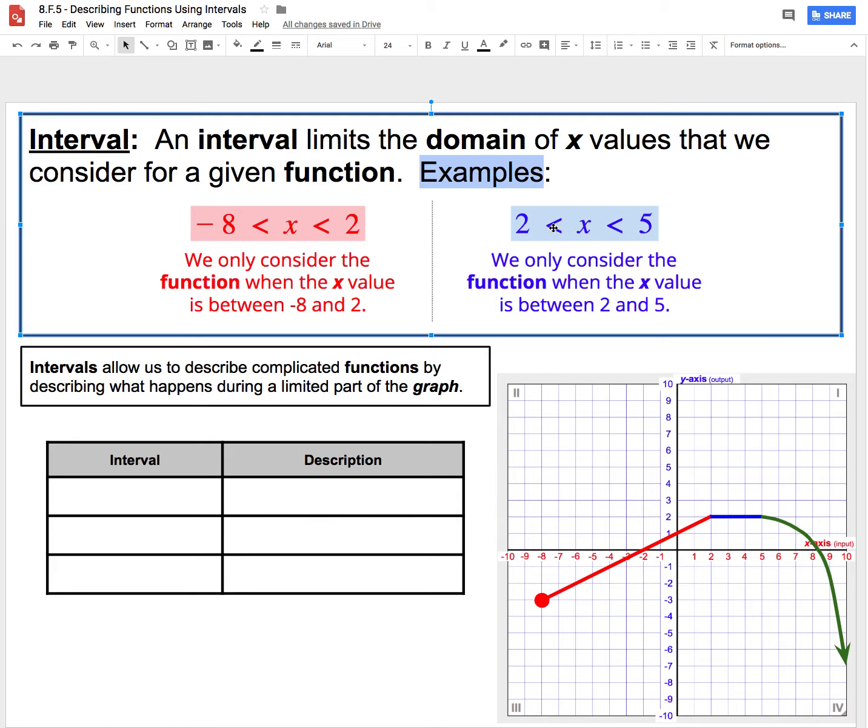Another one would be when x is somewhere between 2 and 5, when x is greater than 2 and less than +5, that's what this blue interval is describing here.